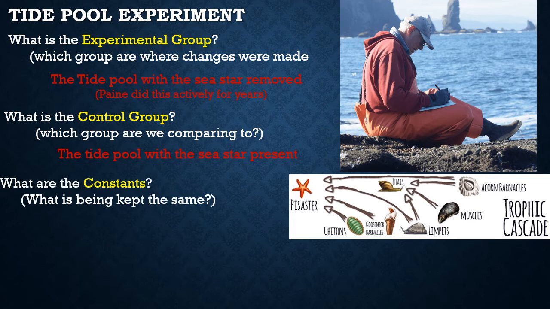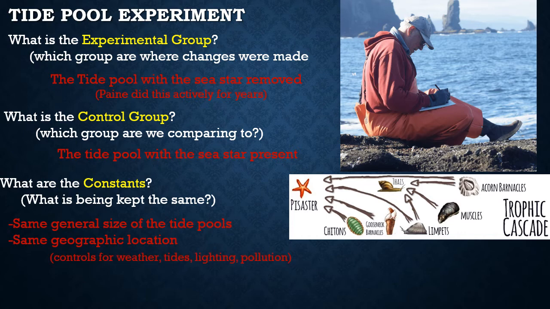What were the constants that had to be kept the same? What did Professor Payne have to make sure was being held the same every single time? Well, you had to make sure that the general size of the tide pools was about the same. So you don't want to compare like a tiny little puddle compared to a huge massive tide pool. That should make sense. Same basic geographic location. Obviously, you don't want to be testing a tide pool in like Oregon compared to a tide pool in say Southern California.